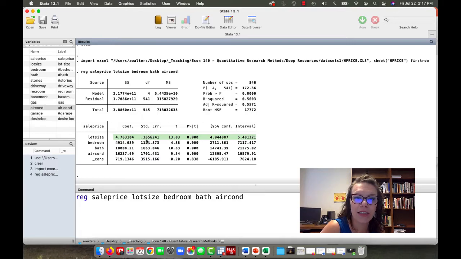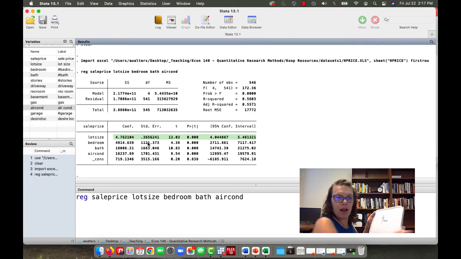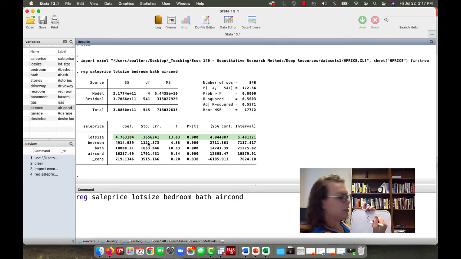In this case, the standard error is 0.36. And so a way to think about that is, if we go back, I'm going to use this whiteboard one more time, where I'm estimating the beta for lot size, and we have this value for the beta for lot size of 4.763 or 4.76. That's what's called our point estimate.